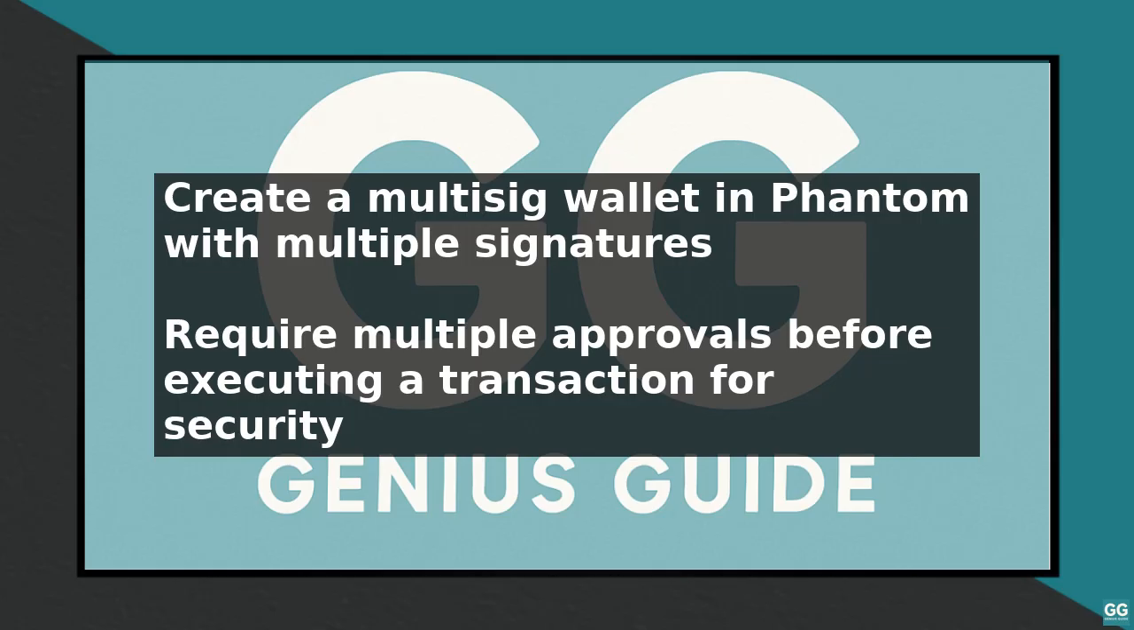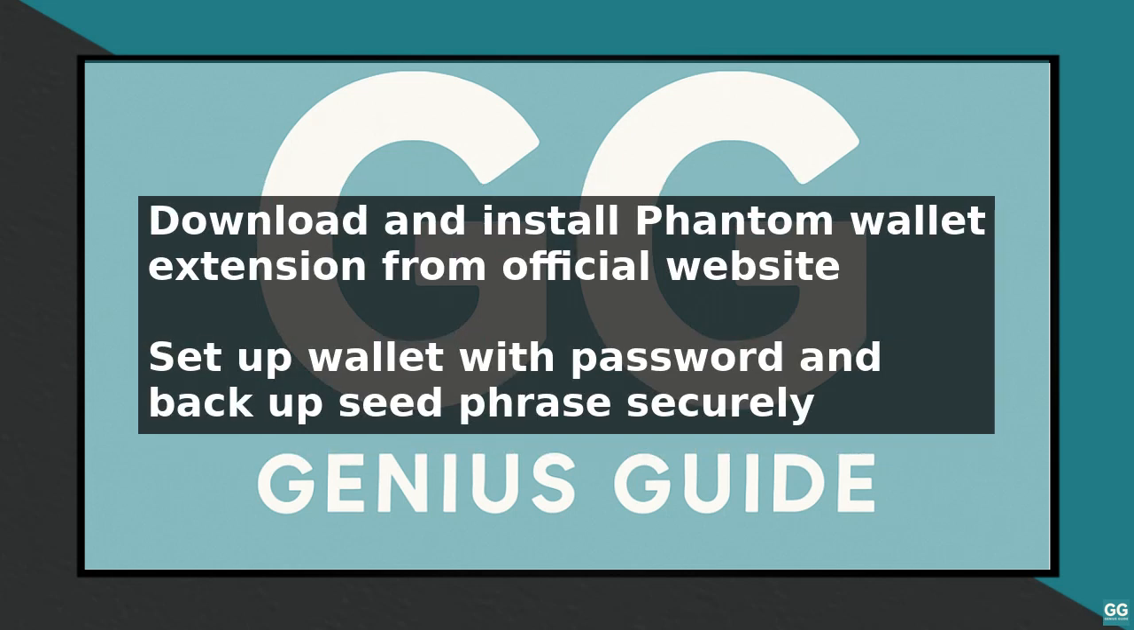Step 1. Download and install the Phantom Wallet extension from the official Phantom website. Once installed, click on the Phantom icon in your browser and select Create a new wallet. Follow the prompts to set up your wallet, including creating a password and backing up your seed phrase.